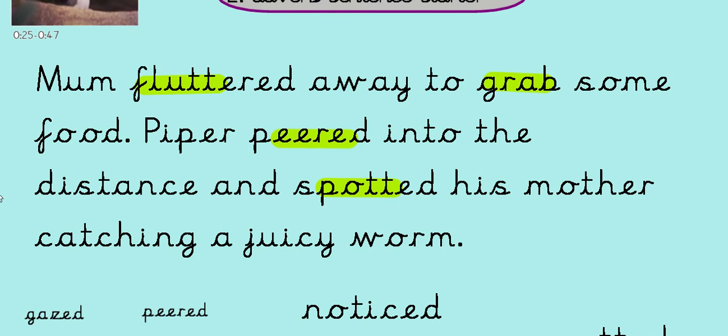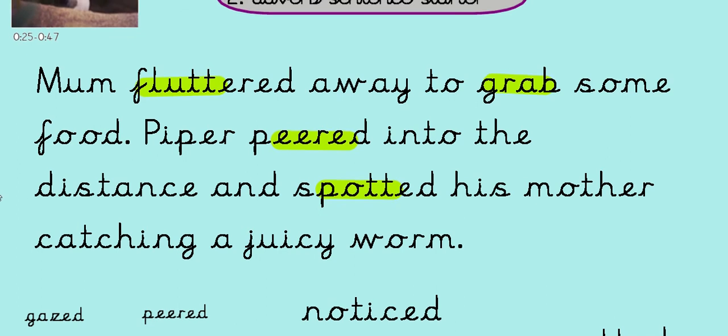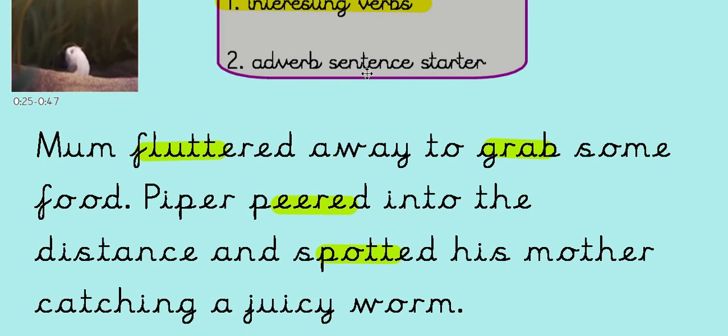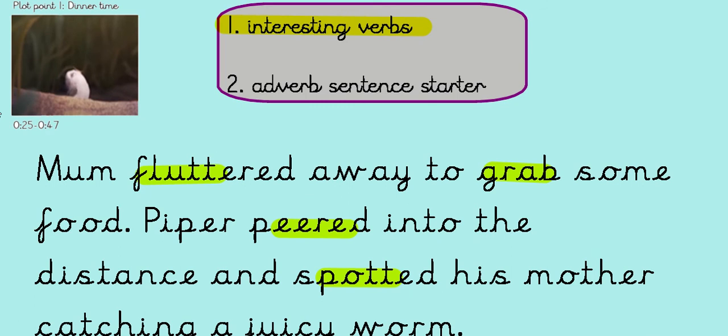And I'd like you to write one or two sentences to stack at the beginning of your little chunk, thinking about interesting verbs. You might need to ask a grown-up to help you think of some interesting verbs. So pause the video and have a go, and then come back for the second writing challenge of the day.